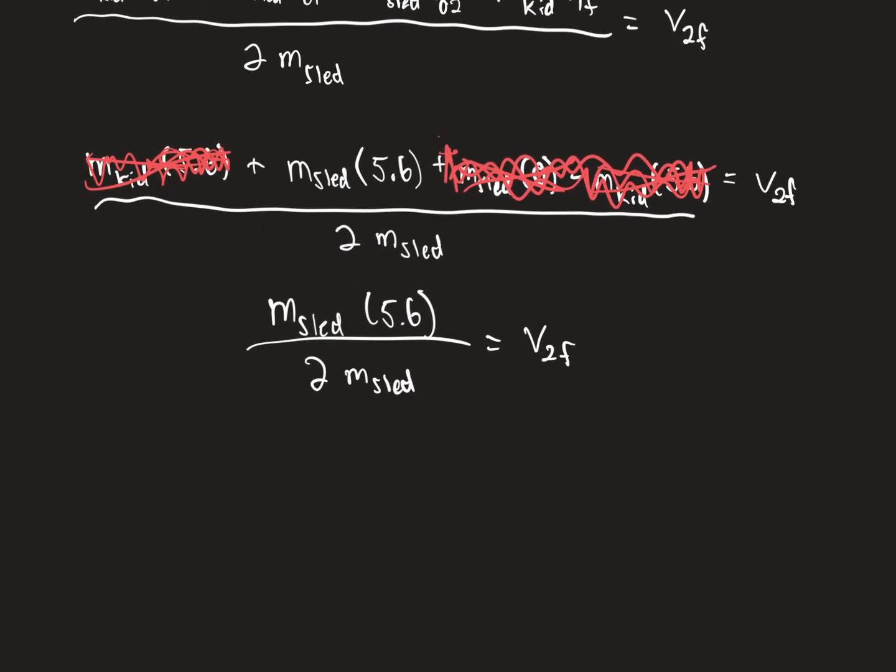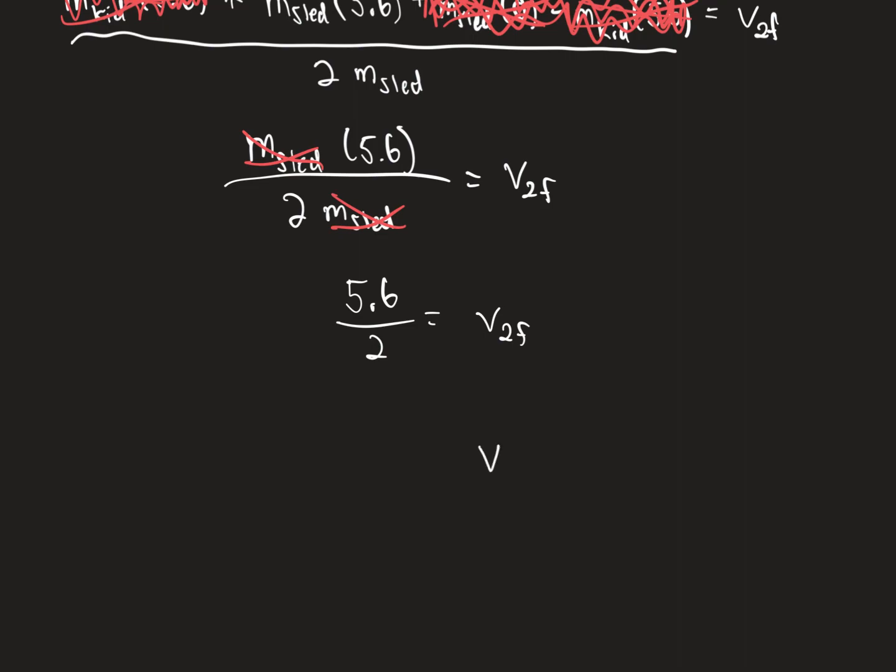Mass of the sled cancels with mass of the sled on the bottom. And I end up with 5.6 divided by 2 equals V2 final. So V2 final, 5.6 divided by 2. Plug that into your calculator. 2.8. 2.8 what? Meters per second. How do we know that? Because it's velocity. And what do we do with our final answer? Box it.